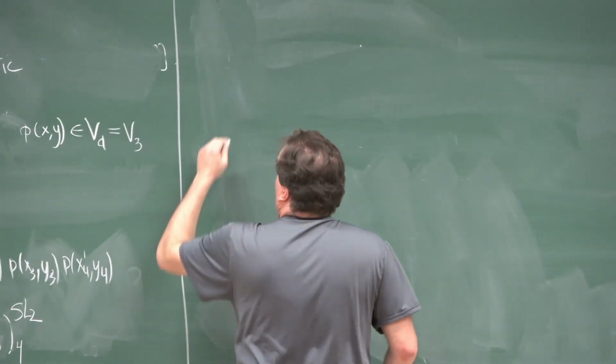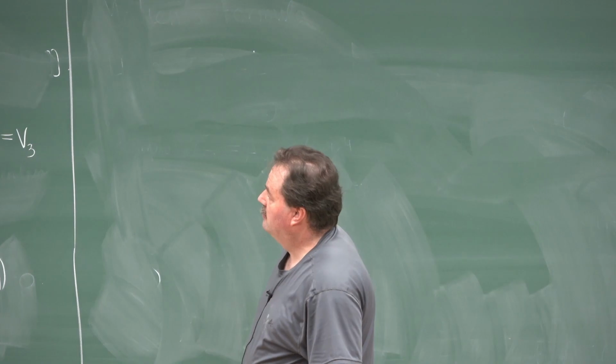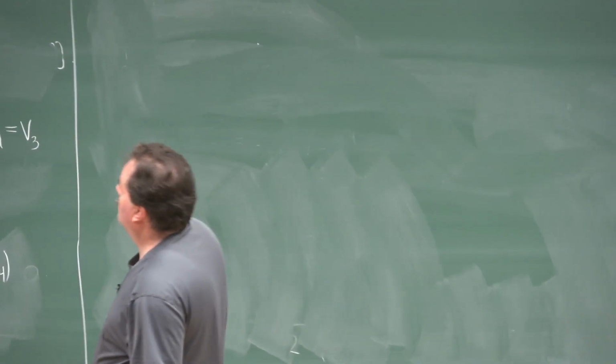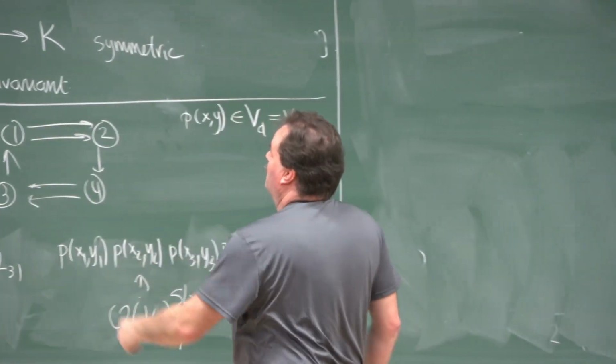So d is 3, but it has to be even? Sorry? So d is 3, but it also has to be even? What do you mean? No, that was a previous remark.